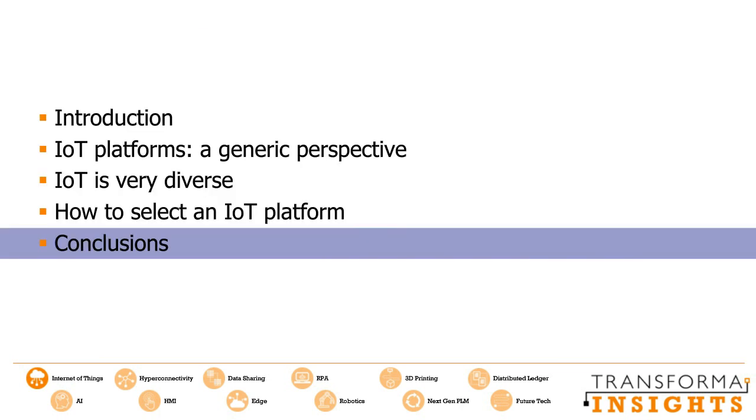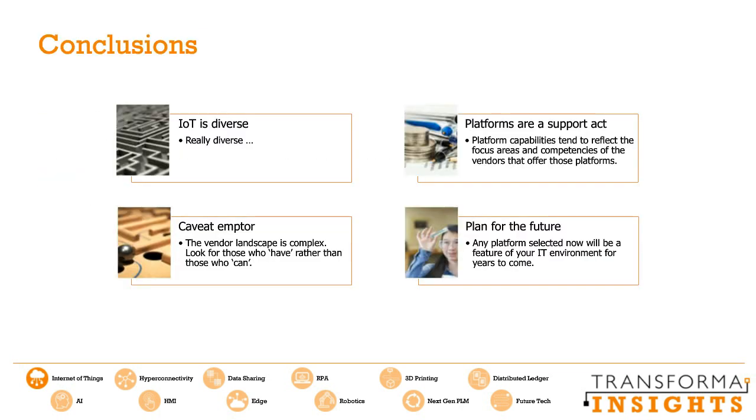So moving to conclusions. IoT is diverse, really diverse, and I think that just looking at a distribution and picking the guys who are top right in a 2x2 matrix isn't revealing. What you need to do is recognize that platforms are a support act, and the capabilities tend to reflect the focus areas and competencies of the vendors that offer those platforms. And then, caveat emptor, you have to look for those providers who have done something and demonstrated their ability to deploy at scale, rather than those who say they can.